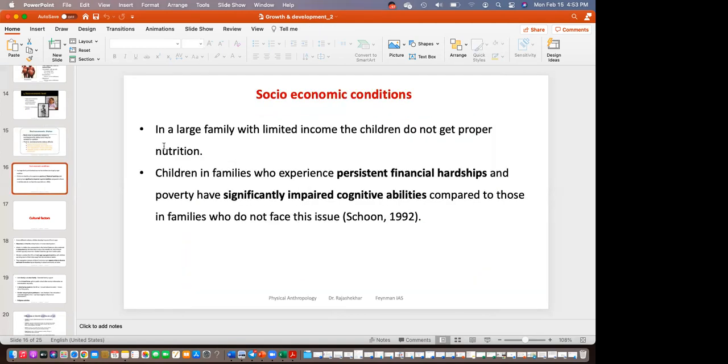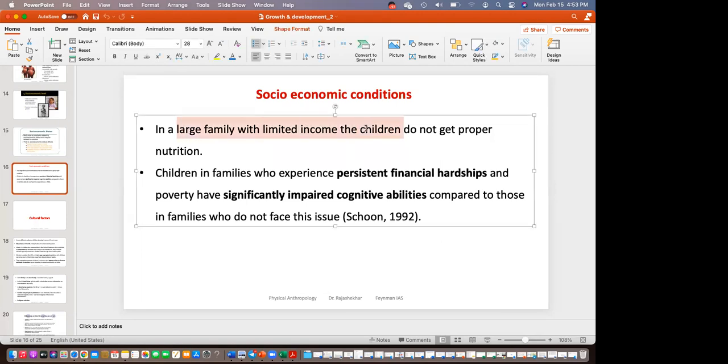Okay, so what are the observations? I think one observation we already kind of made: in a larger family with limited income, the children do not get proper nutrition. So the size of the family may also matter. You will see in the fertility and fecundity chapter, that is unit 11, that there is always a correlation, an inverse relationship between socioeconomic status and the number of children.